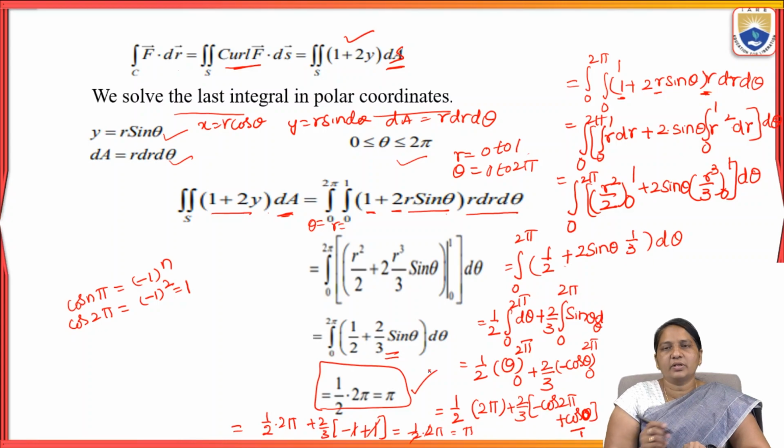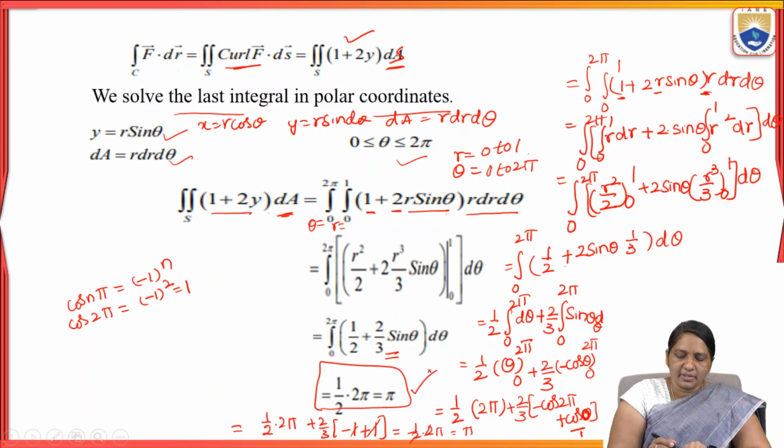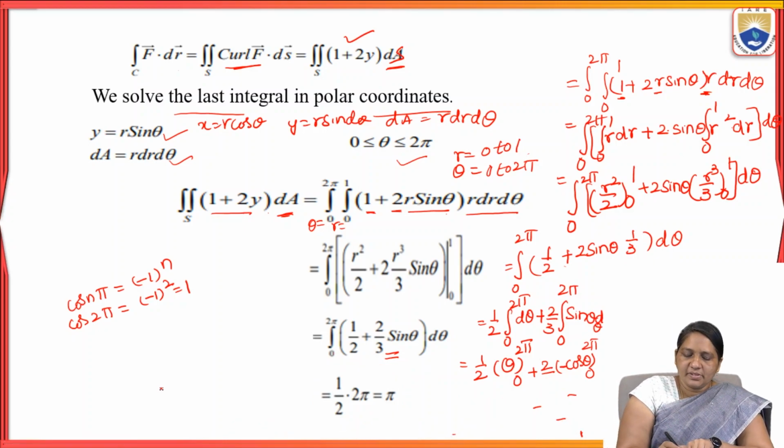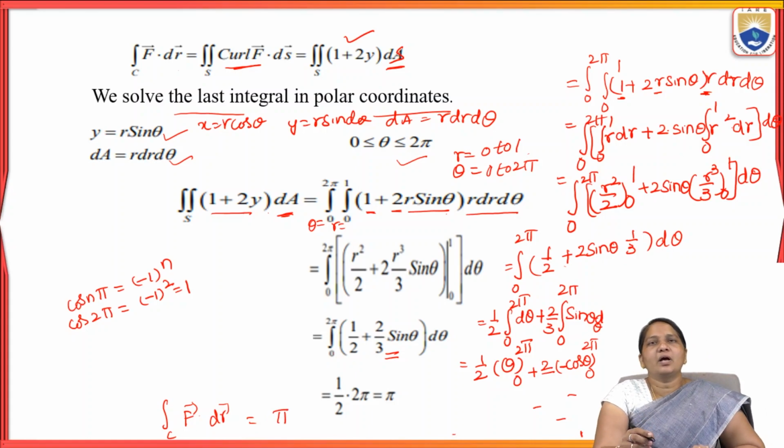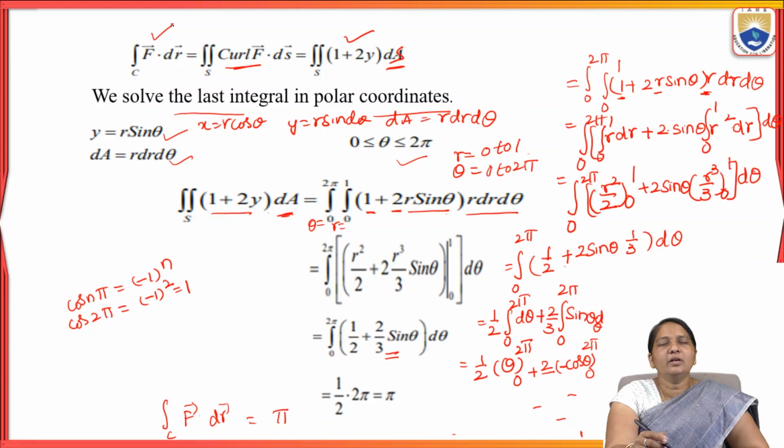What is the value I got here? Pi. That means integral over C of f bar dot dr bar is equal to pi. So if they are asking me to calculate the line integral, we can calculate it by using the surface integral also when we are using the Stokes theorem.